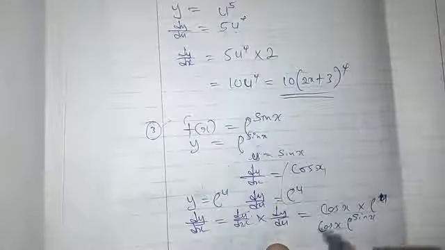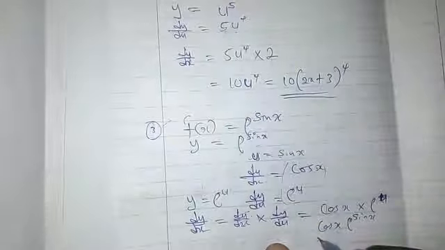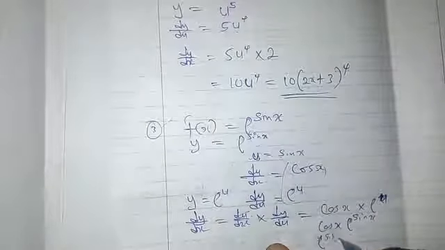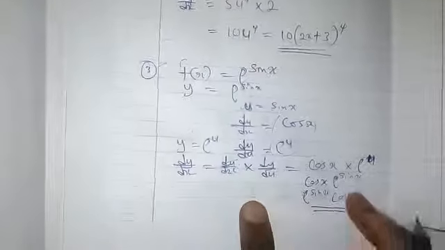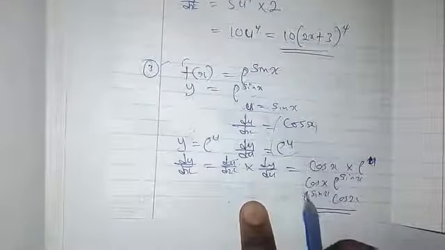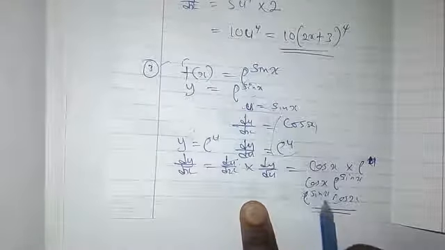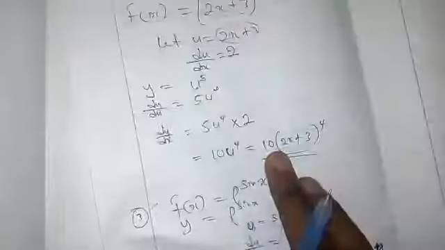That means the derivative of this is exponential sin x cos x. That is your final answer. Your derivative of this is exponential of sin x cos x. So that was the third case here.